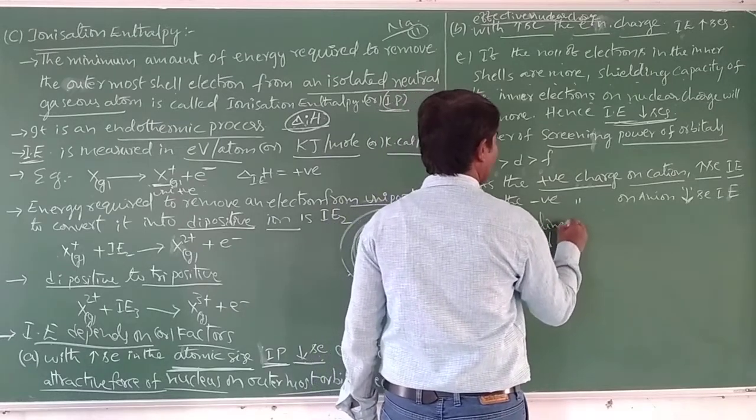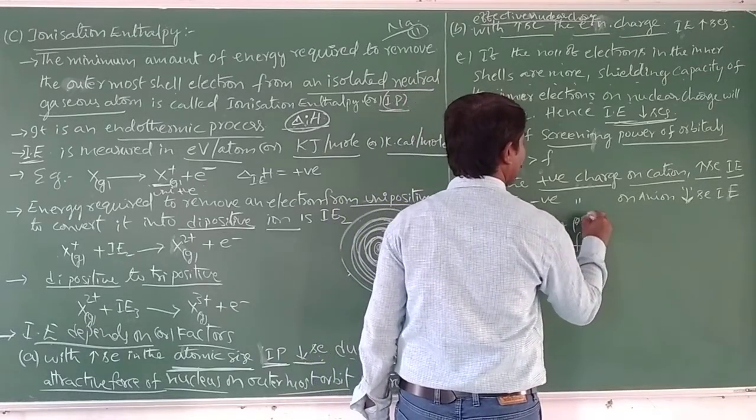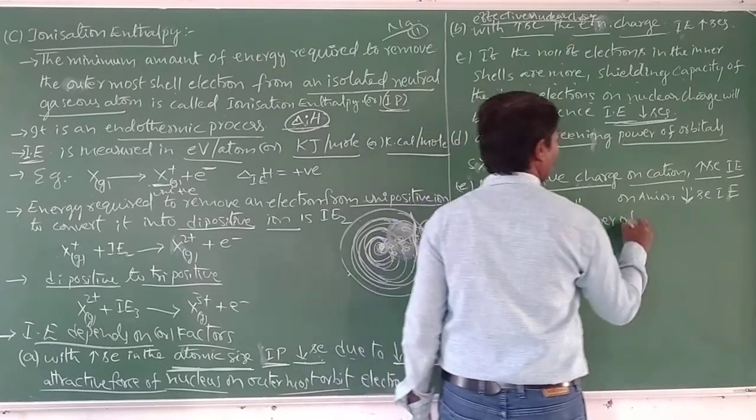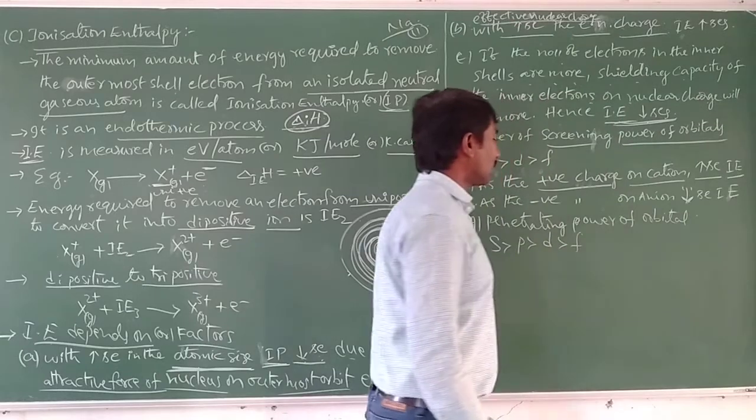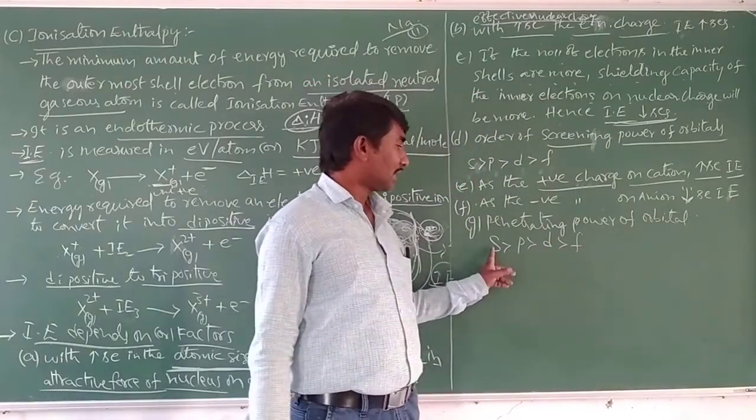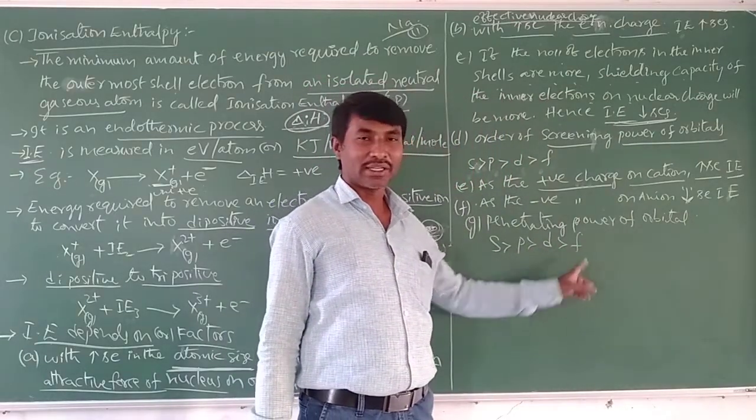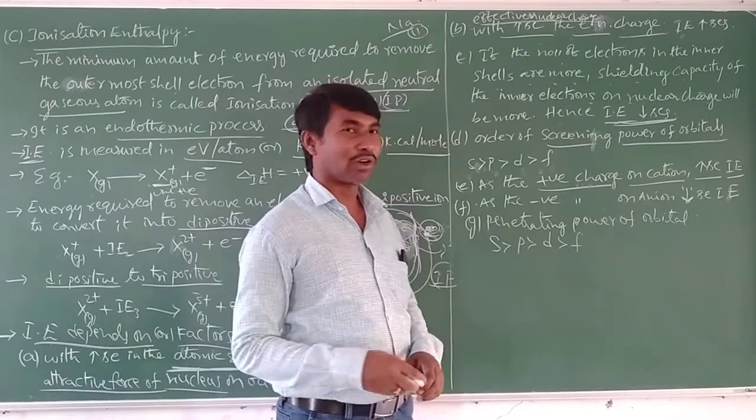Penetrating power of orbitals. So the penetrating power of the orbitals s, p, d and f. So this is the penetrating power of electrons.